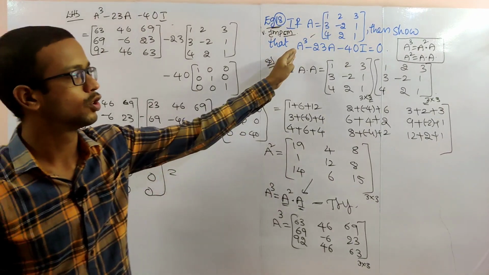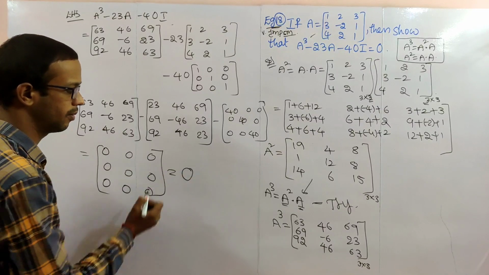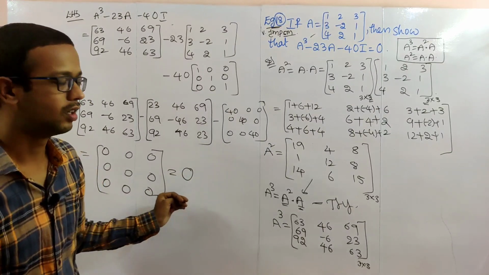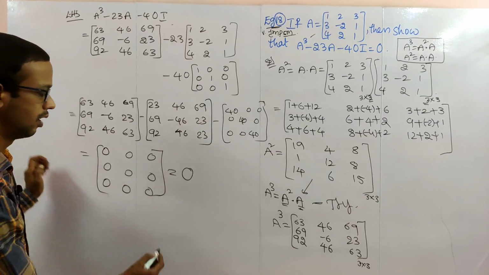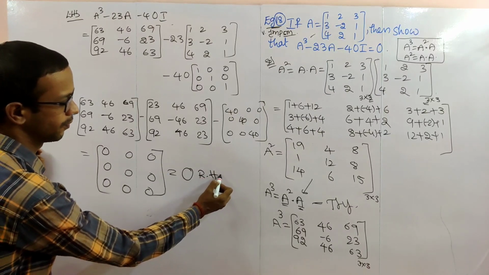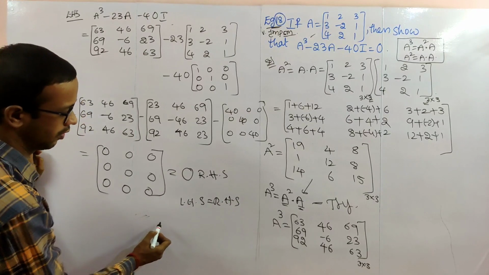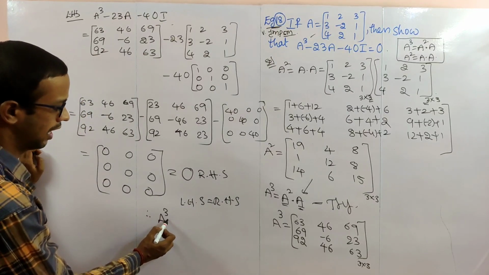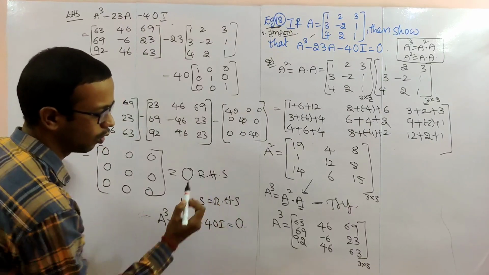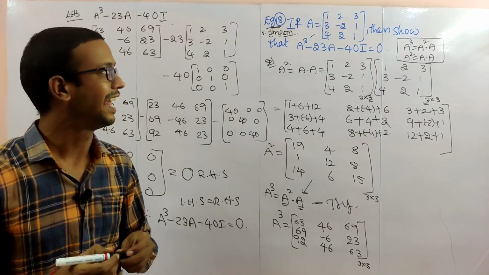And you observe here that compulsorily each and every element you have to get 0. 0 is nothing but O, the order 3 zero matrix here. Therefore, what can we write? This is RHS. LHS equal to RHS. Finally, we can conclude A cube minus 23A minus 40I equal to O.